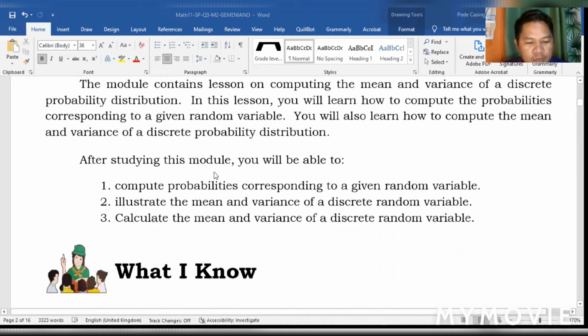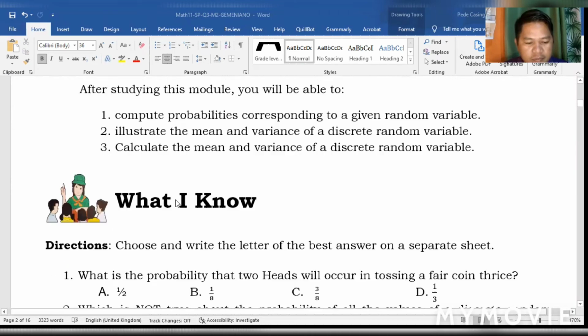After studying this module, you will be able to, number one, compute probabilities corresponding to a given random variable. Number two, illustrate the mean and variance of a discrete random variable. And number three, calculate the mean and variance of a discrete random variable.